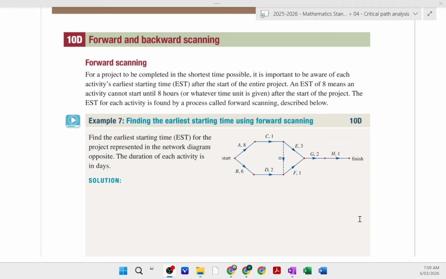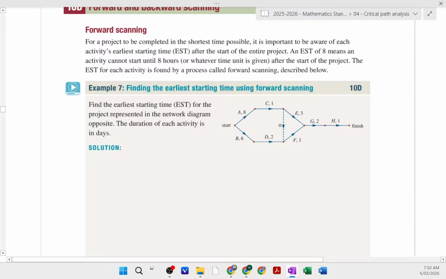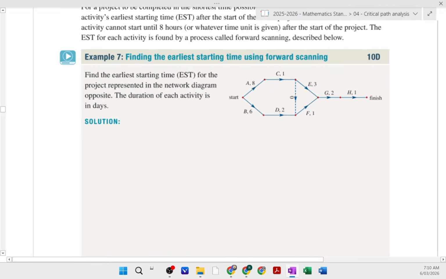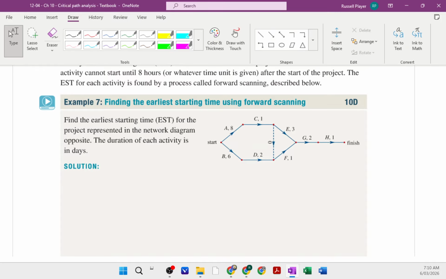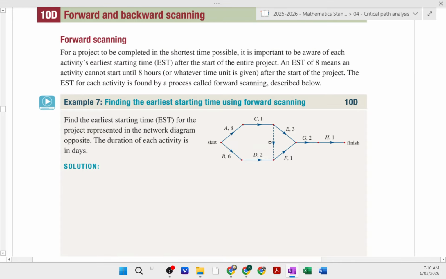Looking at forward and backward scanning. We use forward and backward scanning to actually work out the earliest start time for each section or each activity in a project. So let's have a look at it. So here we have all the activities in this network diagram.